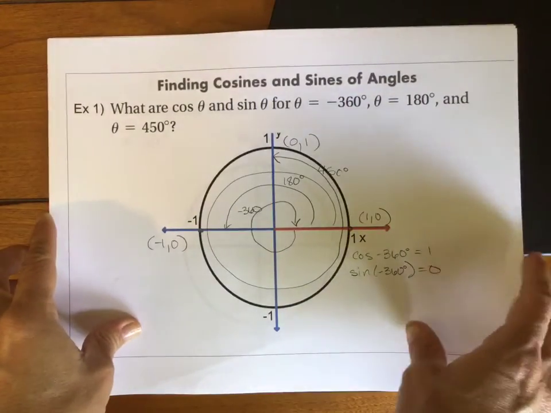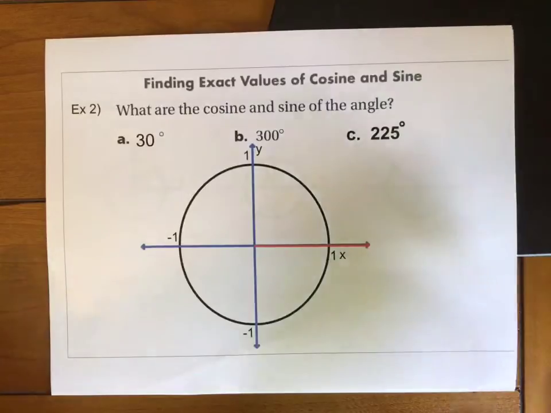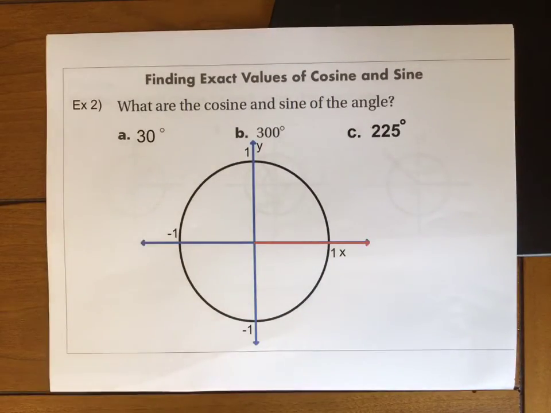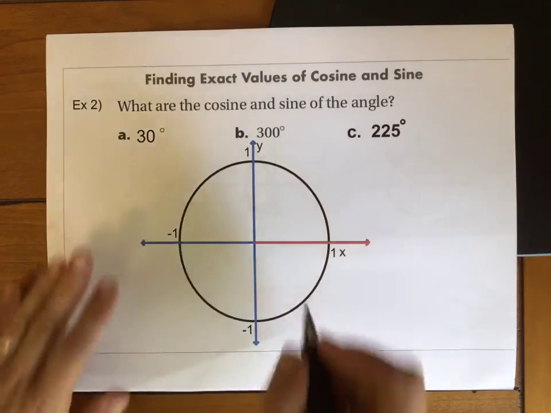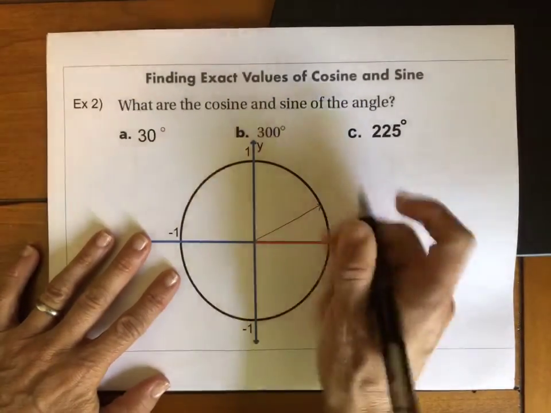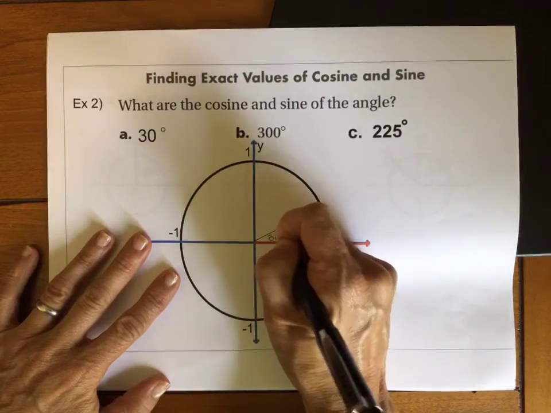Moving on to some harder angles. Then you guys will get some time for practice. So what are the cosine and sine of the angle? So 30 degrees. That one's pretty easy. It's right here in my first quadrant.